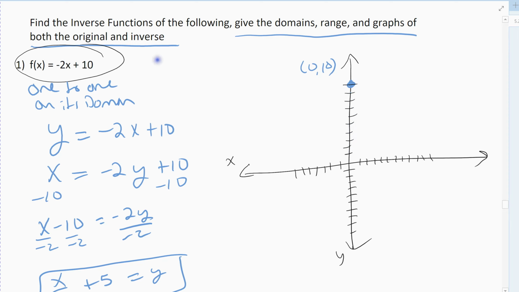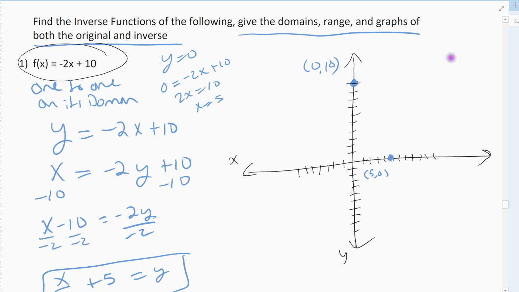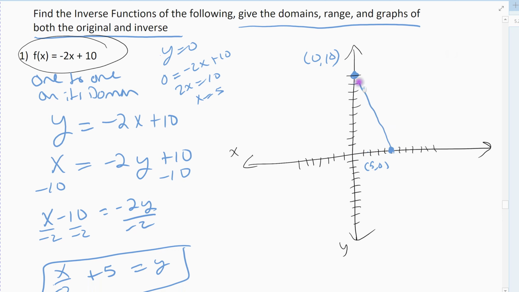So I'm going to plug in 0 for y and find my x value. So I'm going to get y equals 0, negative 2x plus 10, 2x equals 10, x equals 5. Alright, so 5, 0. 1, 2, 3, 4, 5. Connect the dots. So there's my original function, which if you graph it on your calculator, it should show up the same way. So there's f of x.